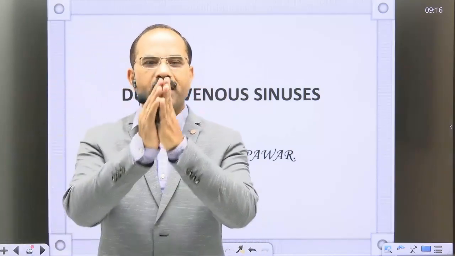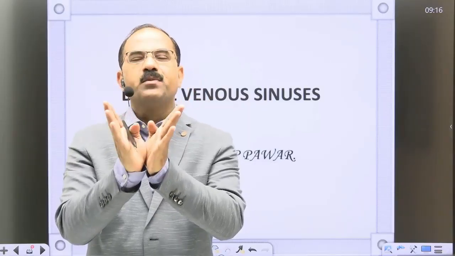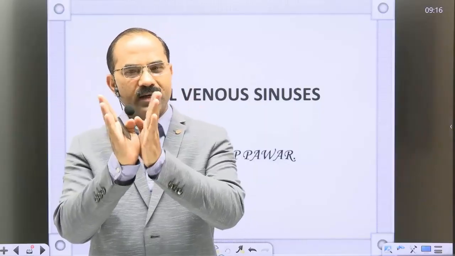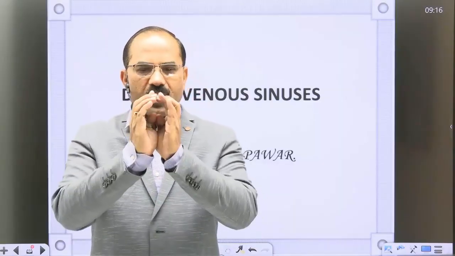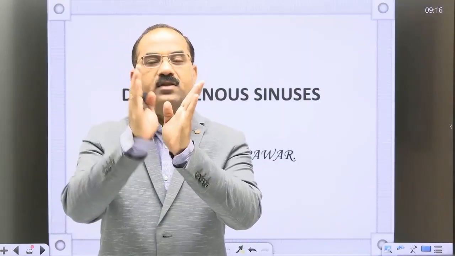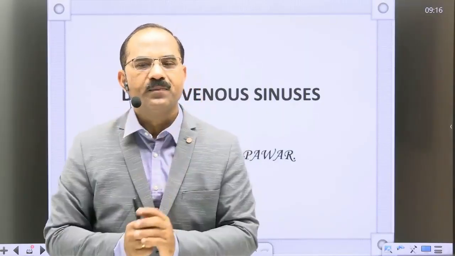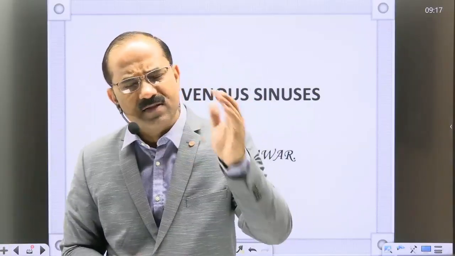Now this dura mater, it splits into two layers. One layer goes close to the endosteum of the skull, that's the endosteal layer, and the second layer is known as the meningeal layer. So the dura mater divides into an endosteal and a meningeal layer. It encloses a space within it, and this space is known as a sinus, dural sinus. So sinus is a space.